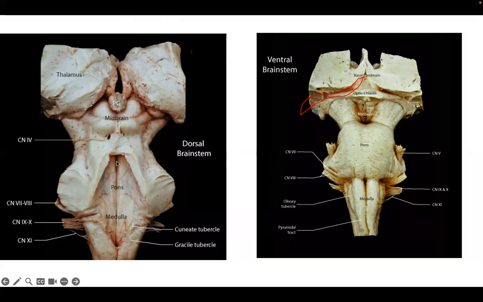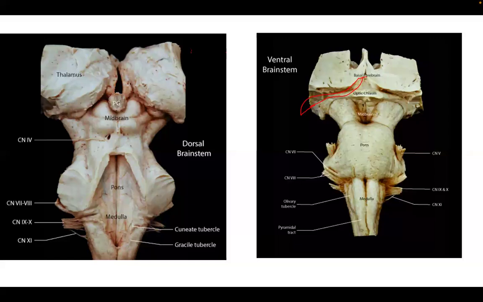Part of the reticular formation also passes through, the ascending reticular activating system passes through here. Then it goes to the pons. And then there are some cranial nerves that exit from the midbrain. Of course, you have the third cranial nerve and the fourth cranial nerve.